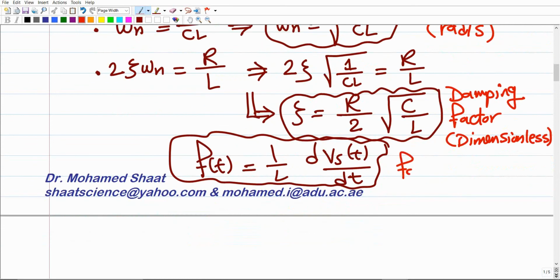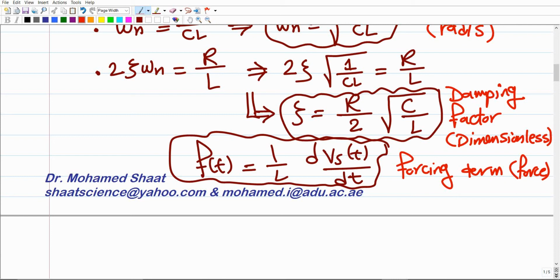And this one is the forcing term. This is the forcing term, or simply the force. Generally speaking, force could be mechanical force, electrical force, magnetic force, thermal force. It is just a force. So force means anything that does excitation to the system that we're already considering.